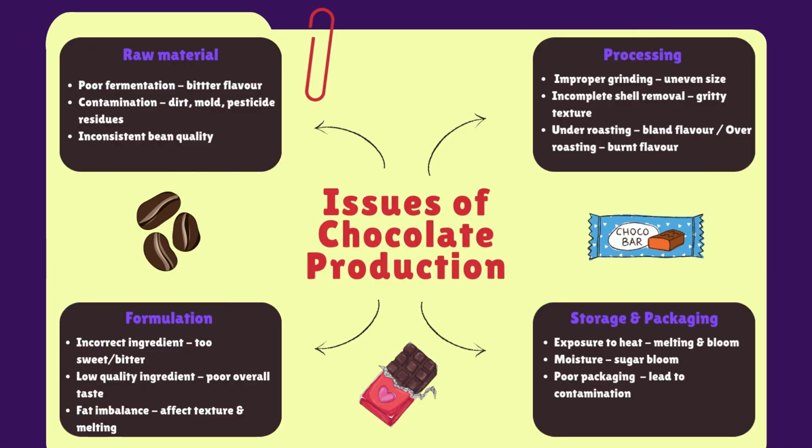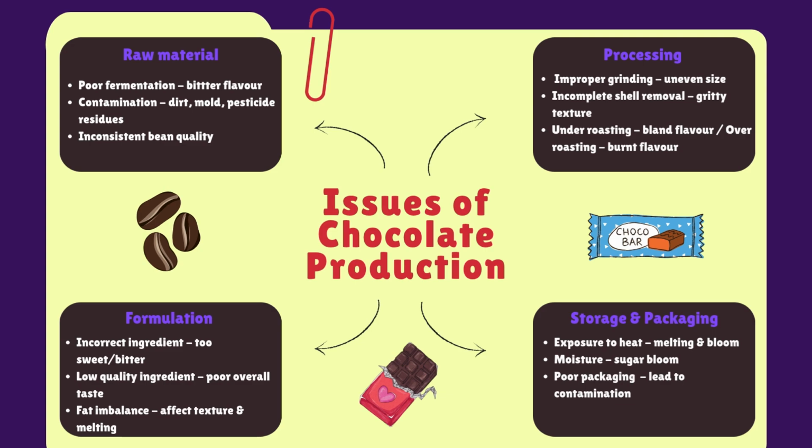Today I'm going to talk about the main issues in chocolate production. First, in raw materials, problems like poor fermentation can cause bitter taste, and contamination, such as dirt or pesticide residue, can affect safety. Second, in processing, improper grinding or incomplete shell removal can lead to uneven size and gritty texture, while incorrect roasting affects the flavor.